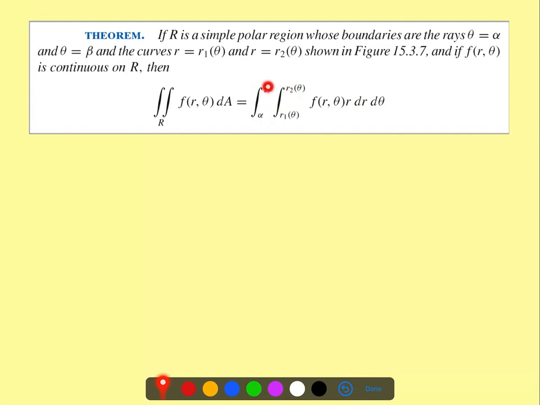Theta is going between two numbers. I'll always have theta on the outside going between two numbers. So this is the angle. I'll have a picture in a second. And r is going to go from the curve closest to the origin to the curve furthest from the origin.